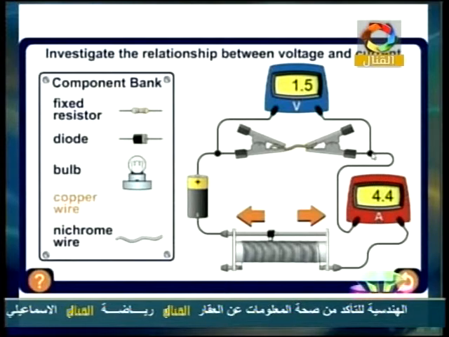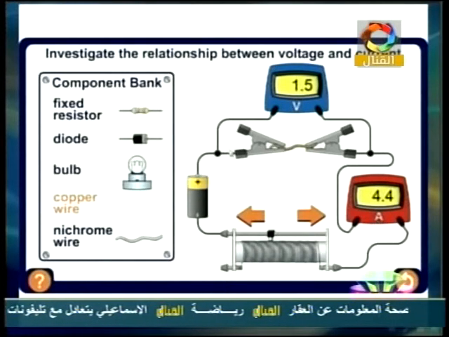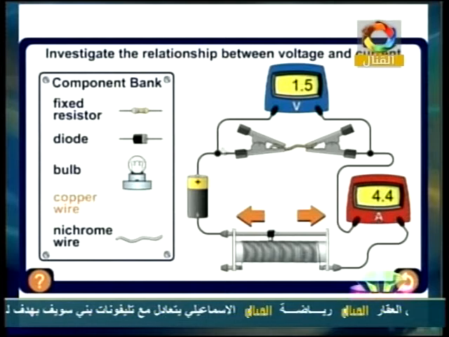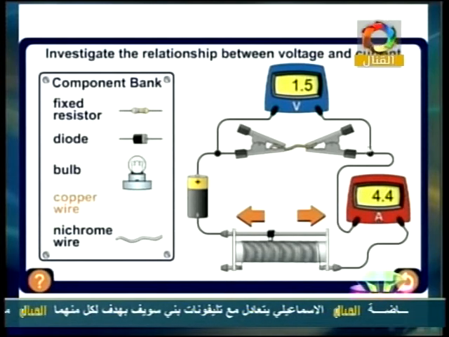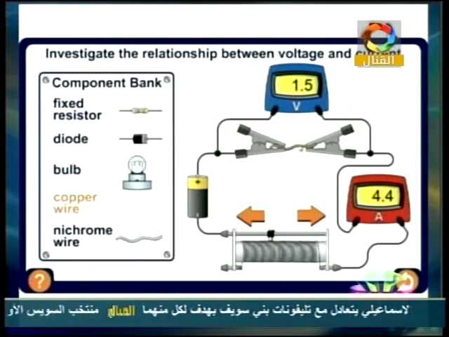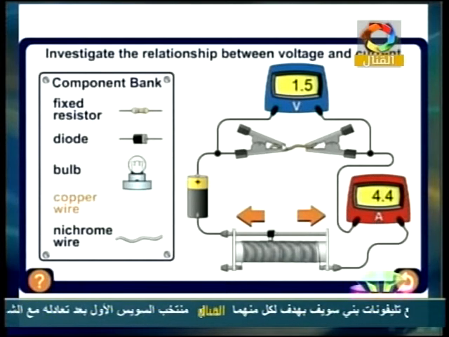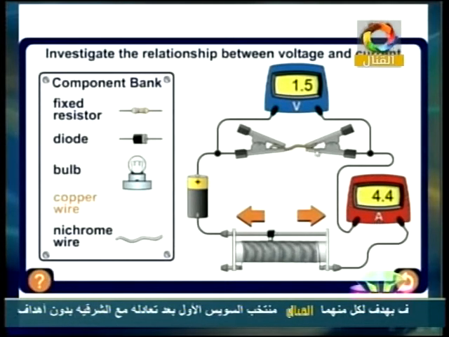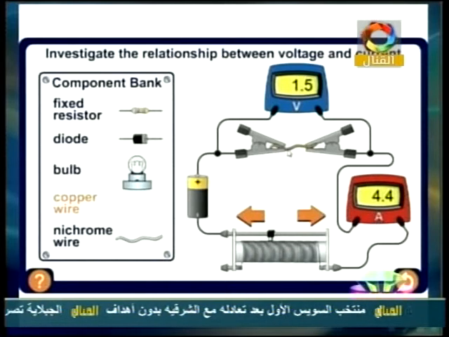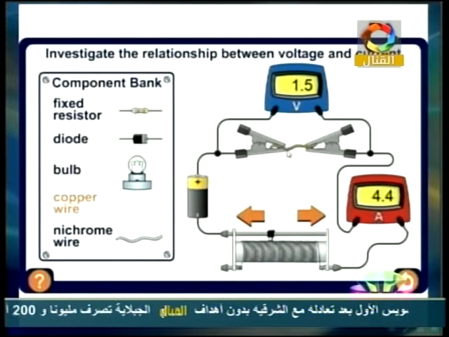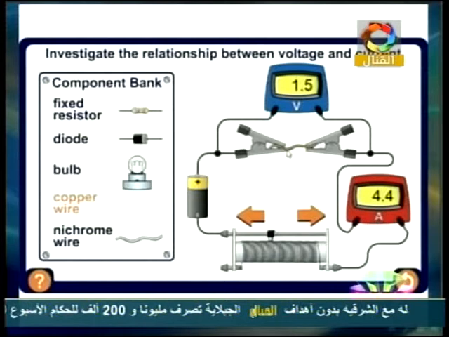Here we have 2 points, this point and this point. From this point, number 1, and we have another point here, number 2. So this is 2 points of connection. And here we have a copper wire. This copper wire makes the connection in this electric circuit and makes the electric current intensity move inside.